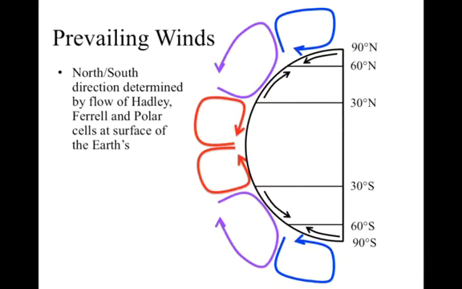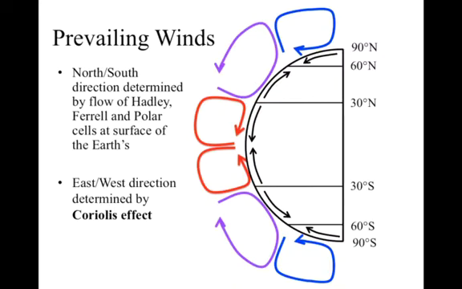The next region, where we have the Ferrel cells, we actually have the air moving north in the northern hemisphere and the air moving south in the southern hemisphere. Finally, in the region where we have the Hadley cells right around the equator, the prevailing winds blow south in the northern hemisphere and north in the southern hemisphere.